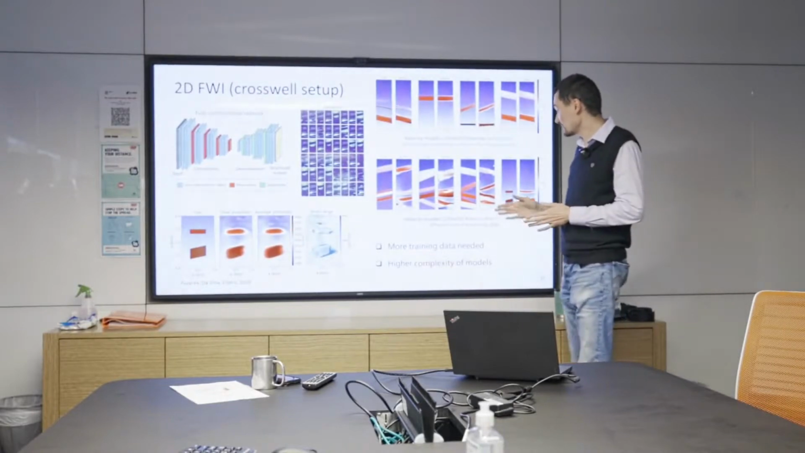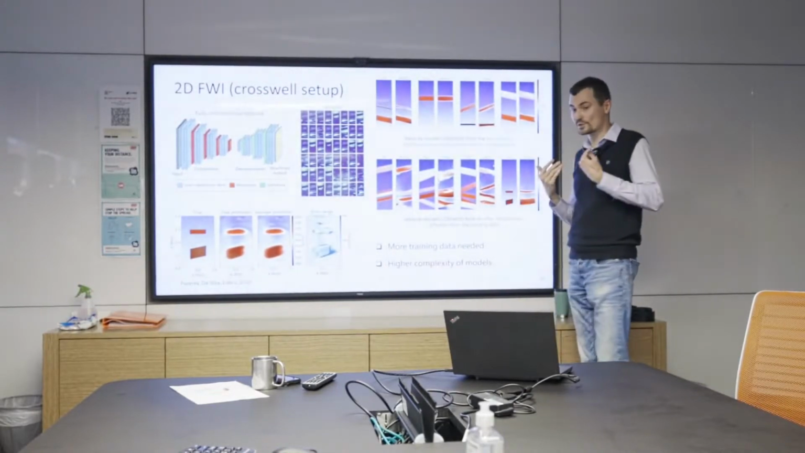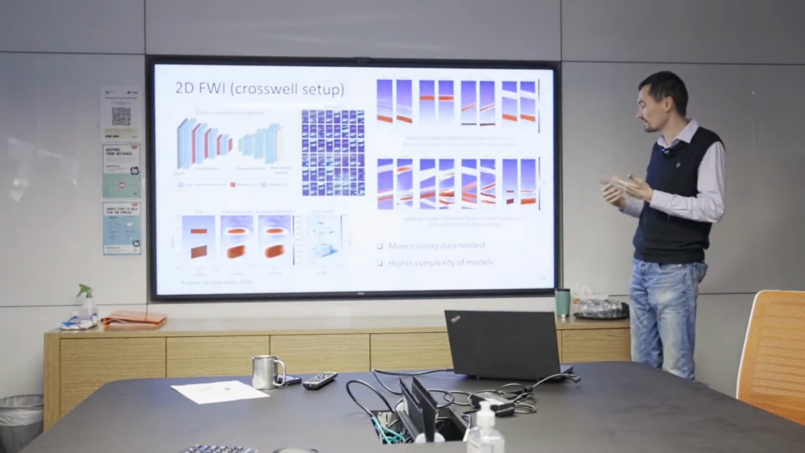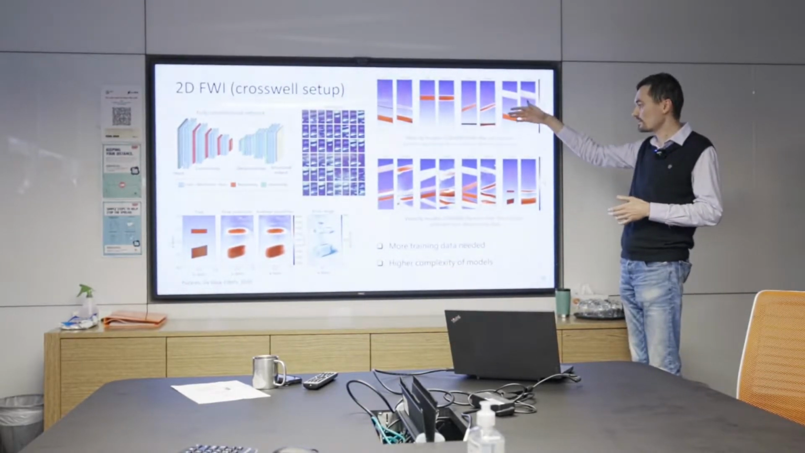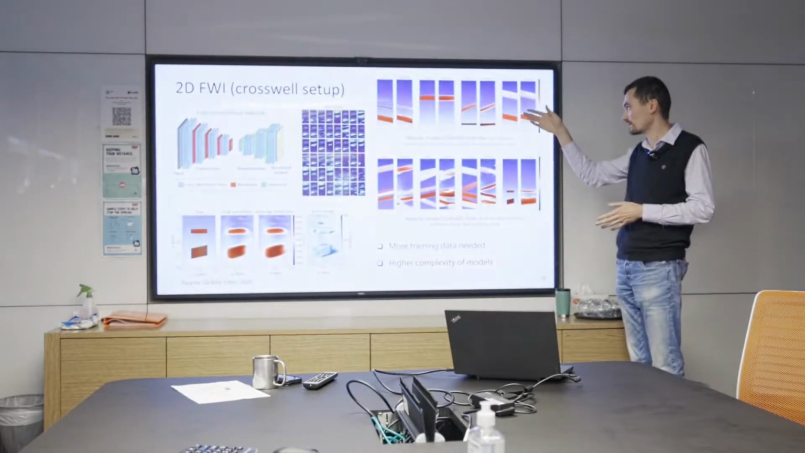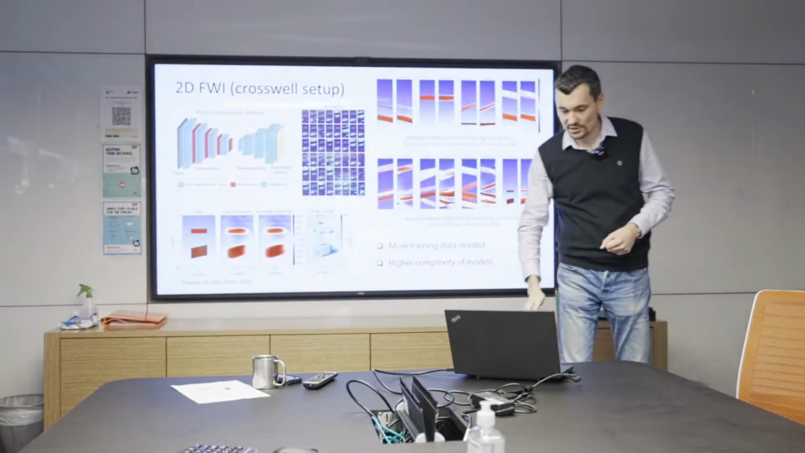So here we conclude that actually more training data is needed, and which is most important, we need higher complexity of models, because we can't really capture realistic features, especially in seismics, which has high resolution. We cannot capture realistic features by training on just some models which have some primitives.